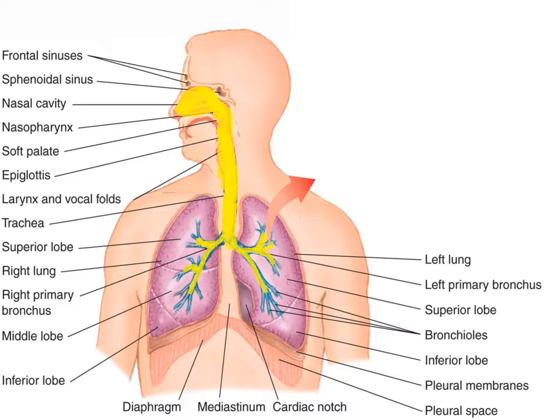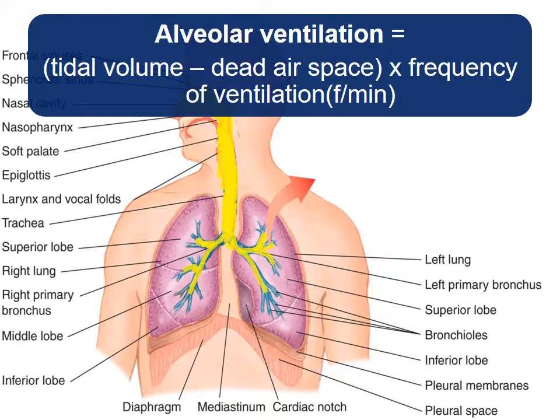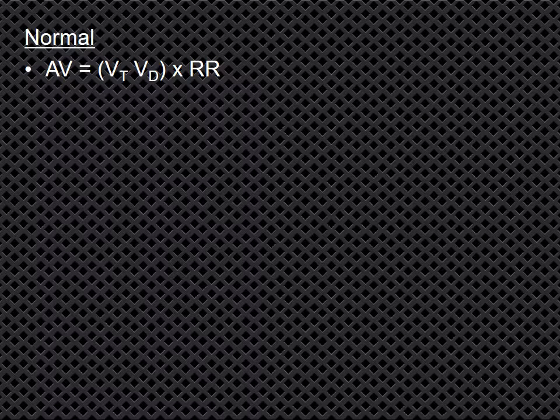We have to just look at the breathing or the ventilation of the alveoli, the volume of air that is available for gas exchange. And to do that, we have to remove the dead space from the tidal volume, and then now we can get a better picture of the ventilation for gas exchange. So again, we're going to take tidal volume minus the dead space times respiratory rate to get the alveolar ventilation.